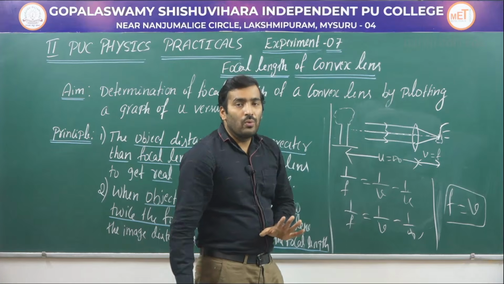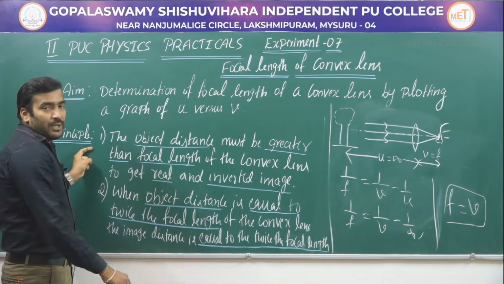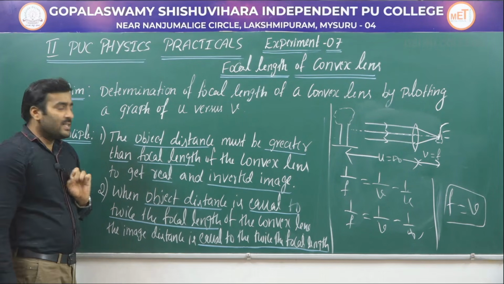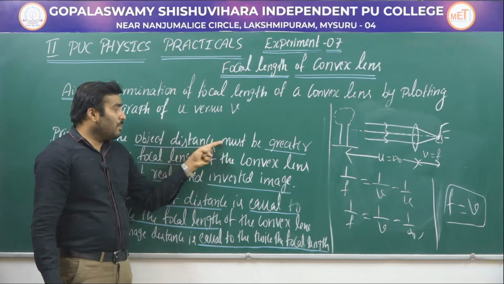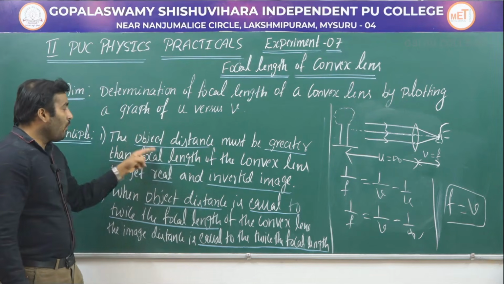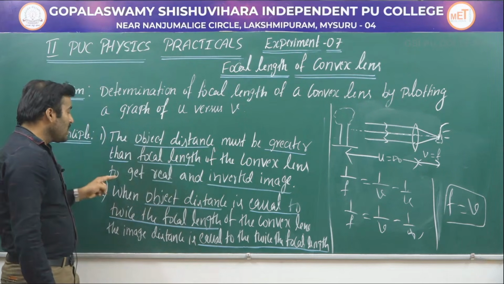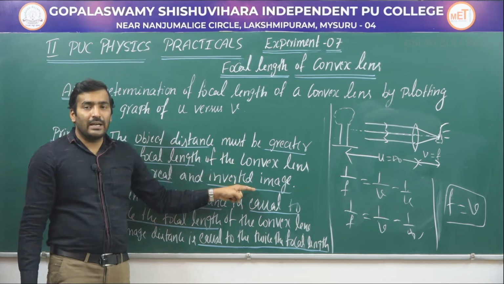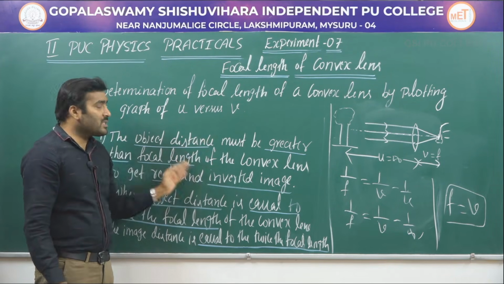Next, what we need to do? Now let us look at the principle of this experiment. The principle of the experiment says the object distance must be greater than the focal length of the convex lens to get a real and inverted image. That is the first point. How do you understand this one?